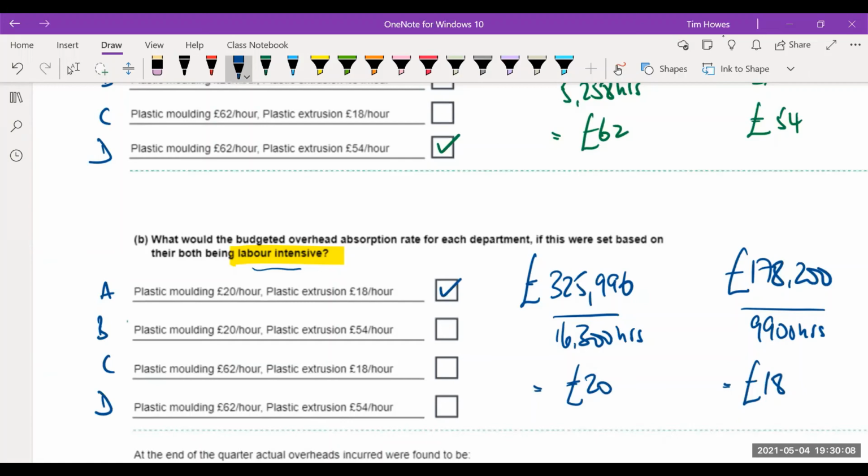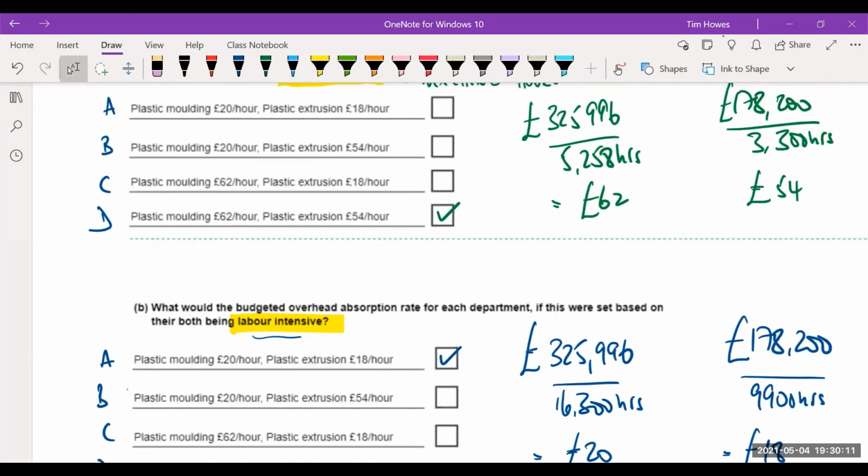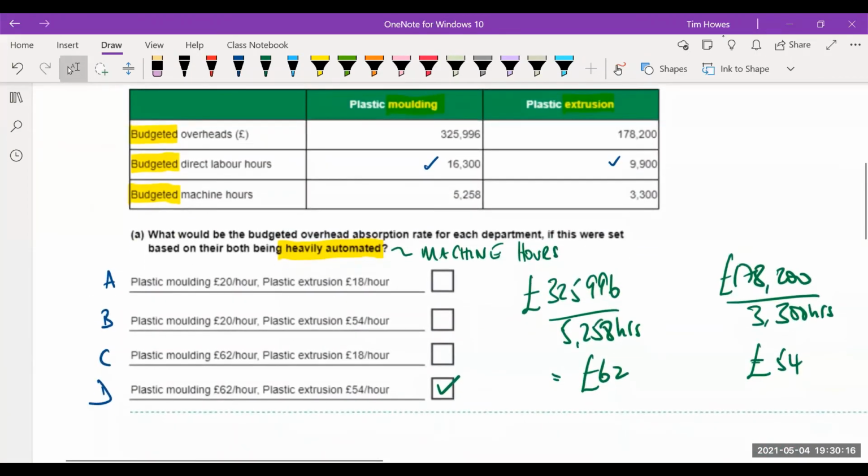Now, if it asked me another question which said, which of these do you think is the most appropriate, the machine hours or the labour hours? Well, have a look at it. If you were looking at whether it's capital intensive or labour intensive, the answer is sitting there, isn't it? 16,300 labour hours are expected, but only 5,258 machine hours. So maybe that department is pretty much centred around labour, sort of hands-on, proper manual stuff. And so is this one, comparing the two.